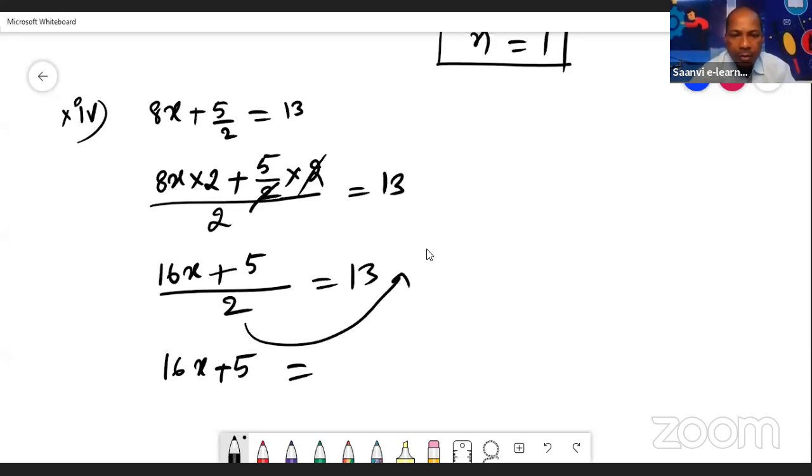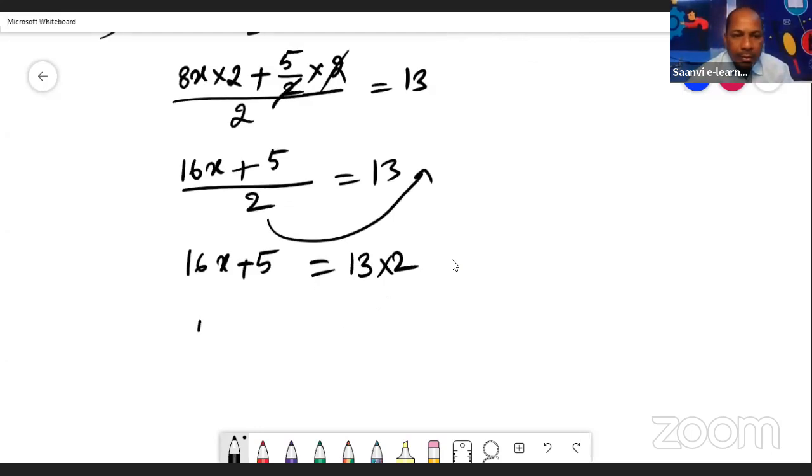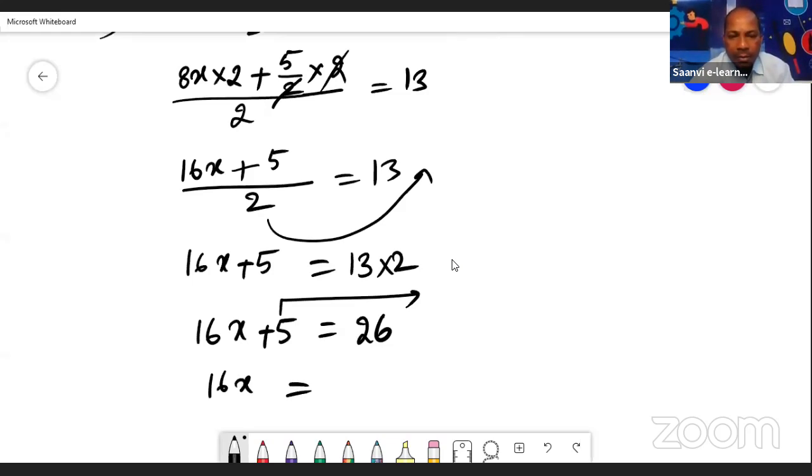When we send the 2 to this side, we will multiply by 2. So what will happen? 16x plus 5 is equal to 13 2s are 26. Now again, this plus 5 goes to the other side. 16x stays here only. This plus 5 becomes minus 5.